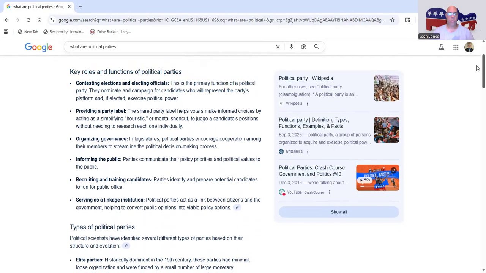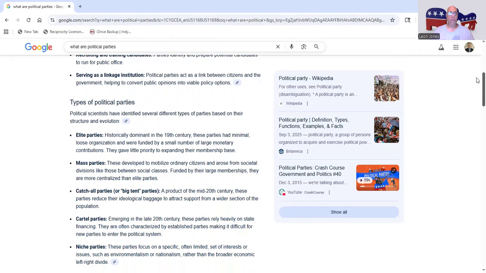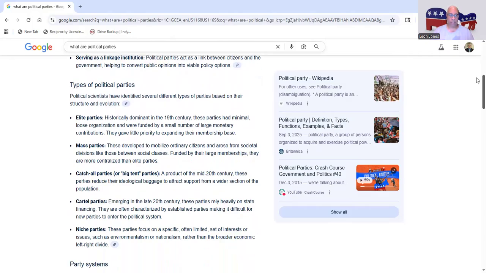Then we have serving as a linkage institution. Basically that says political parties act as a link between citizens and the government, helping to convert public opinions into viable policy options. Now, you have types of political parties. Political scientists have identified several types of parties based on their structure and evolution.